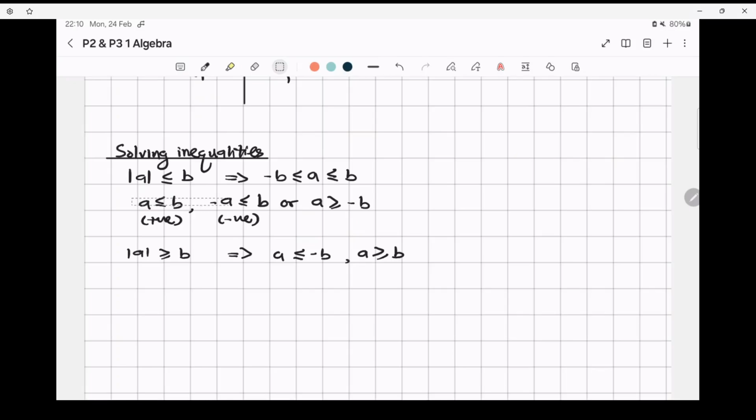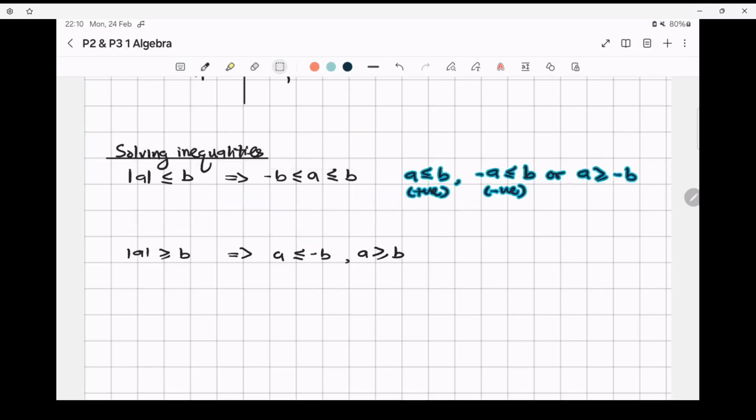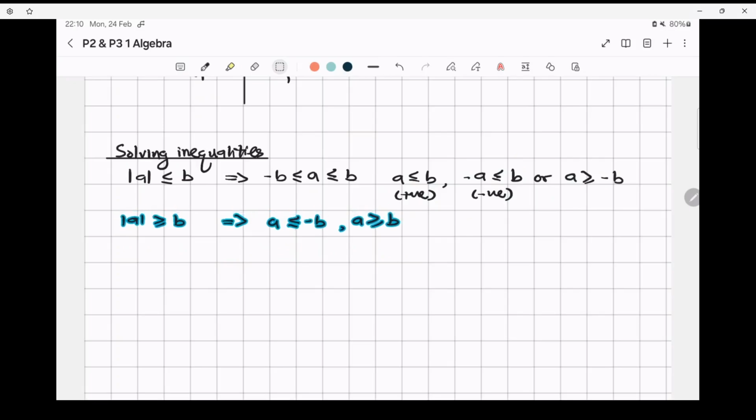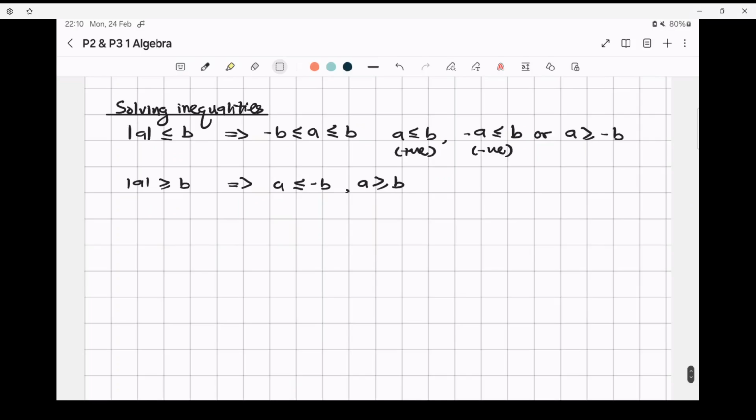So probably I will just put it on the right side, and then do it like this, so that you can see how it connects to each other. So let's look at some examples.